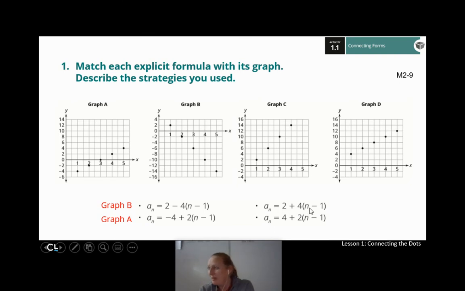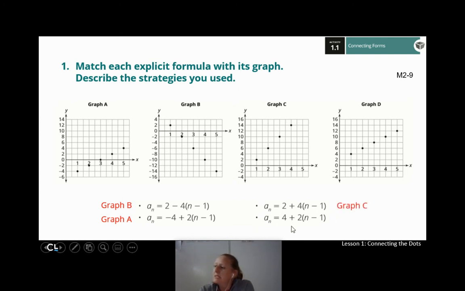n minus 1. So again, I want to look for one of the graphs that starts with 2. It looks like graph B and graph C both start at 2. All right. And we're adding 4, so it's definitely not B because that's subtracting. But I can see that graph C is adding 4 each time. So I'm going to say that this equation goes with graph C.